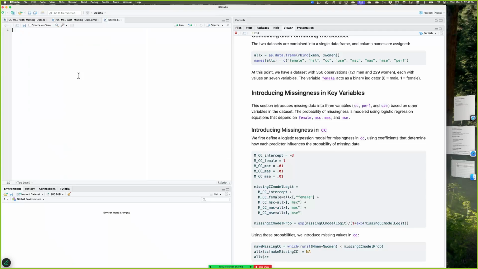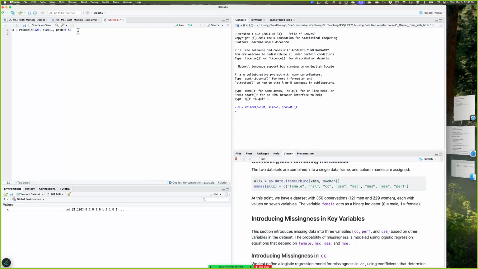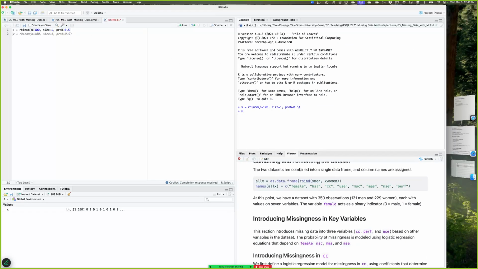So first, I'm going to generate data. We'll call it x equals rbinom, let's say 100 people. Size is always one here. Binomial is the number of successes out of trials, size is the number of trials, and a one-trial binomial is a Bernoulli distribution. I'll use a probability of 0.5. This is our data right here.